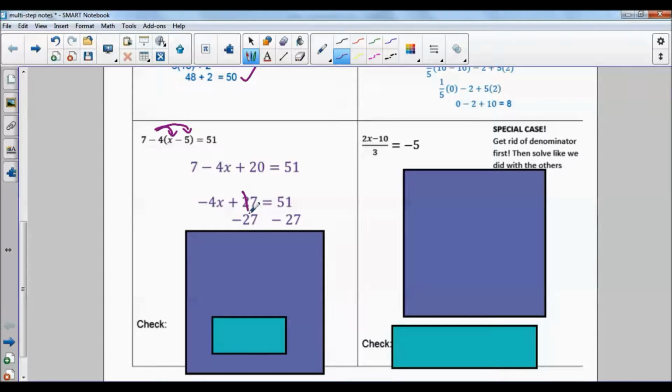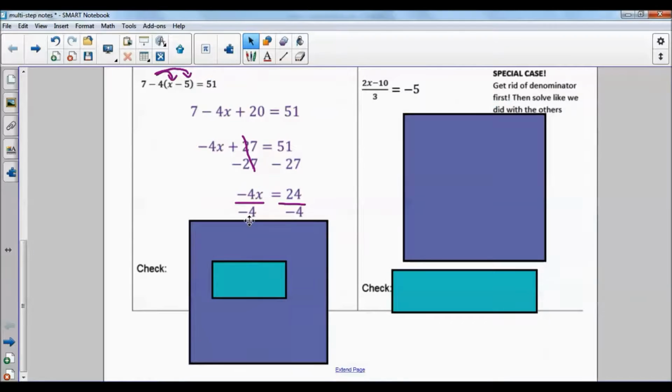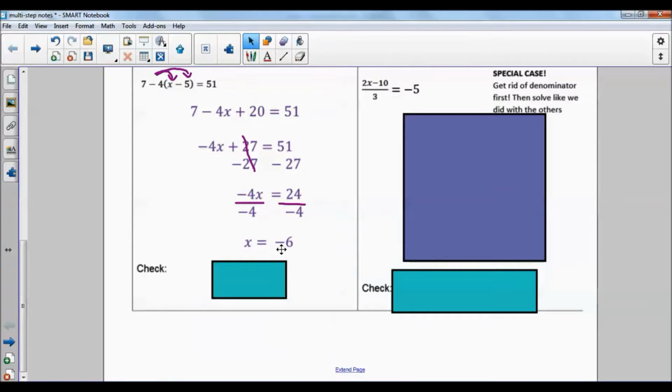So we're going to cross those out, because positive 27 and negative 27 just cancel out to make 0. So then -4x on one side of our equation is going to be equal to 24 when we subtract these. We need to get rid of our coefficient. Our coefficient is -4, and it's being multiplied times our x, so we need to undo it. And the way that we do that is division. So we're going to divide both sides by -4 to get those -4's to cancel out. And so we would just have x is equal to -6, because 24 divided by -4 is -6.